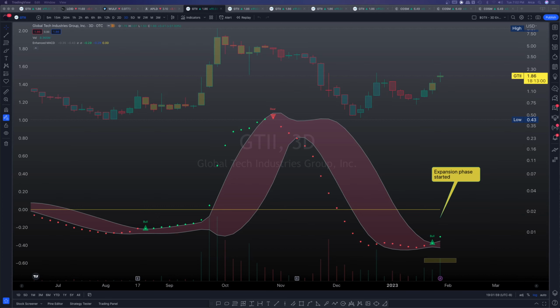GTII not letting off the gas. Let's go ahead and find out what could be happening for the following sessions.